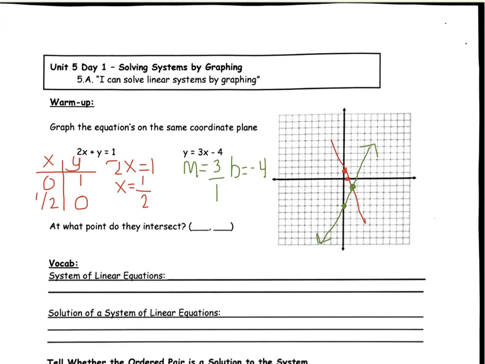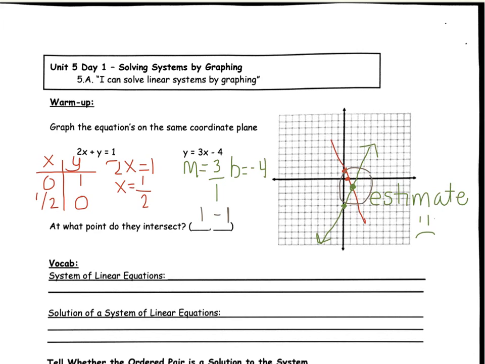Well, on mine, it looks like they intersect at 1, negative 1. I think my graph is garbage. So this is an estimate, because I would need a better graph. But it looks like here it is 1, negative 1. So we would want to do a better job. I would want to give you really a better problem to do.